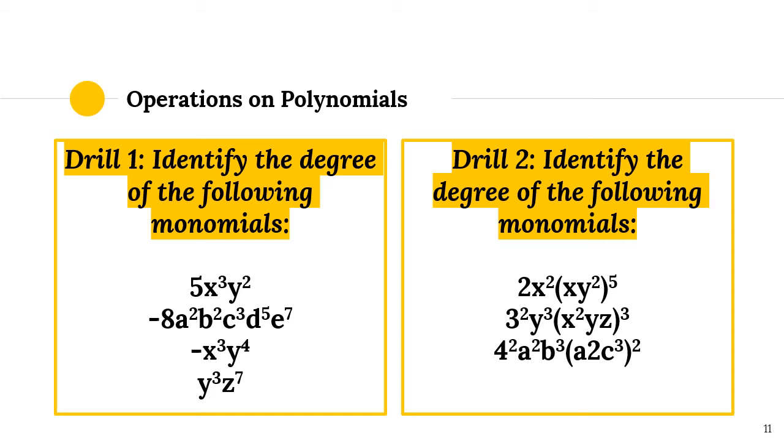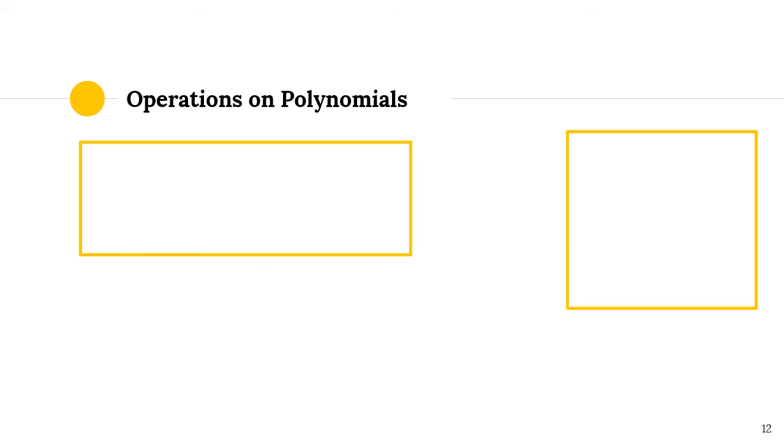So let's deal with what's inside the parenthesis first. So 2 and 3 becomes 4 and 6. So the degree inside the parenthesis is 10. Outside we have 5, so it's 15. So the degree of the third monomial in this drill 2 is 15.